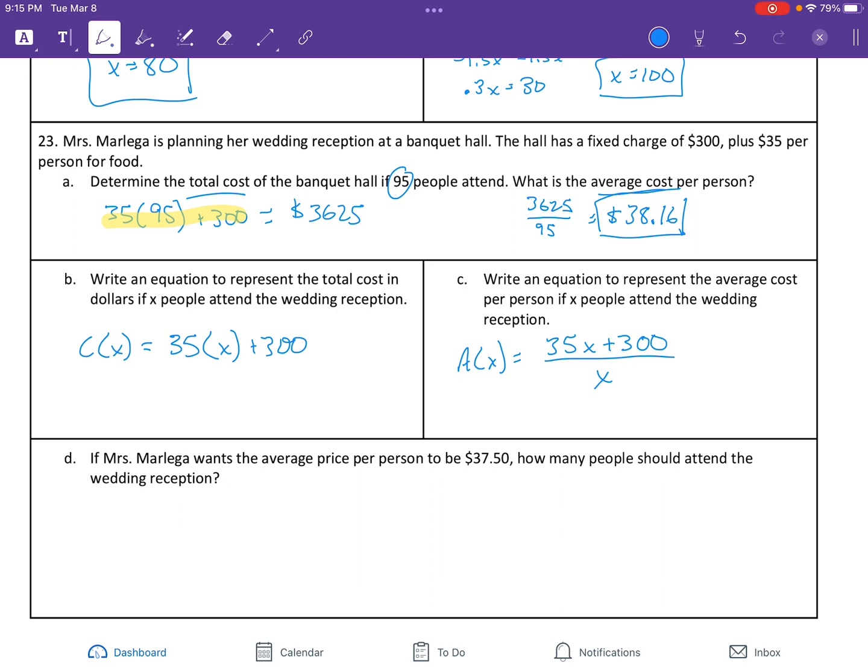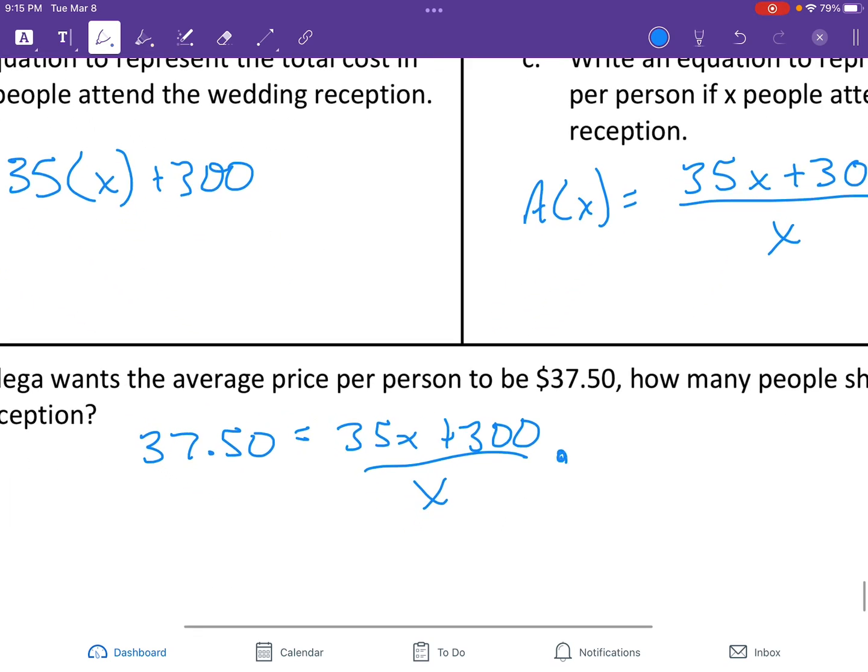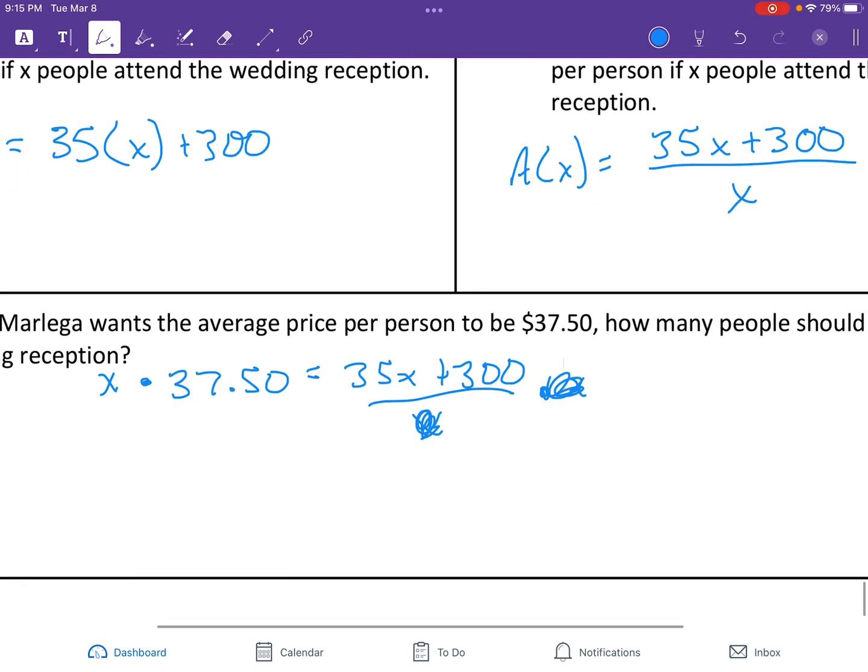It says, if Miss Marlega wants the average price per person to be $37.50, how many people should attend the wedding reception? So we want the average price. We're going to take the average equation and set it equal to $37.50. Like before, we're going to multiply both sides by x to get the x off the bottom of our fraction. So this goes away and this goes away. So I have 37.5x equals 35x plus 300.